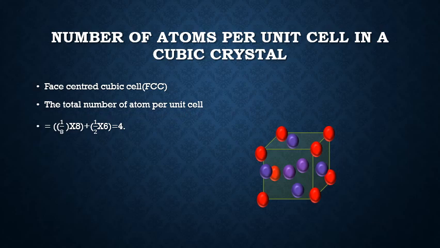Face-centered cubic cell. A face-centered cubic cell has 8 atoms at its 8 corners, each of which is shared equally by 8 adjoining cells, and 1 atom each at the center of its 6 faces, each being shared equally by 2 adjacent cells. Thus, the total number of atoms per unit cell is 1 by 8 into 8 plus 1 by 2 into 6 equals 4. That is, FCC cell is a non-primitive unit cell.